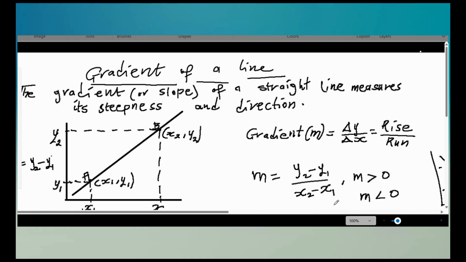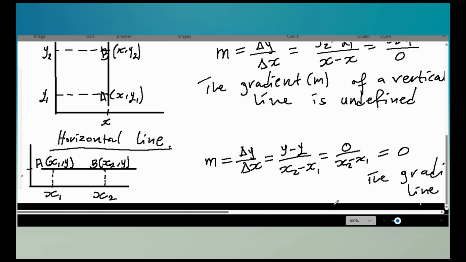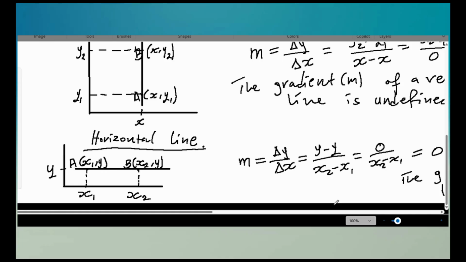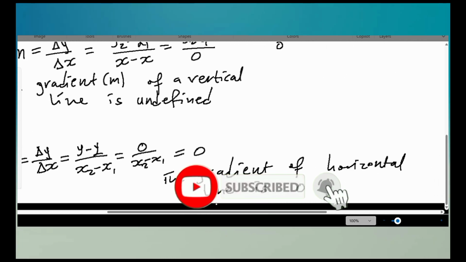Then we came to the vertical line, where we say that there's going to be no change in the x, hence our denominator is going to be 0, which is going to make our relation undefined. Hence the gradient of a vertical line is what? Undefined. Then we came to the horizontal line, where we saw that there's going to be no change in the y coordinate. So the change in y is going to be 0, and 0 over anything is going to give us what? 0. And we therefore conclude that the gradient of a horizontal line is 0.